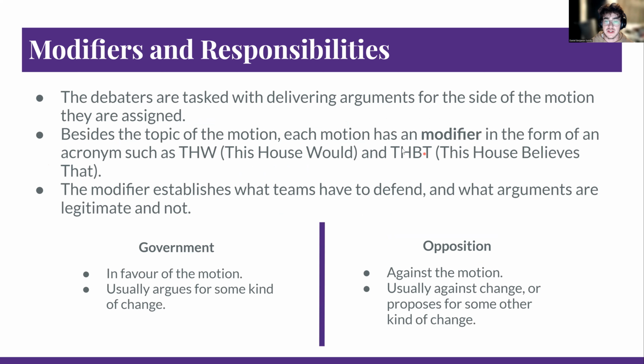What this necessarily means is that understanding these types of modifiers in front of the topics becomes incredibly important in finding success in debate. It is kind of just a learning curve, and as soon as you understand how to approach each of these different modifiers, it becomes a very minute aspect of the debate. On government, then, you are in favor of the motion that usually argues for some kind of change, and on opposition, you're usually against the motion and against the change, or sometimes you propose an alternative change. I'll explain where that is applicable and where not applicable in subsequent slides.